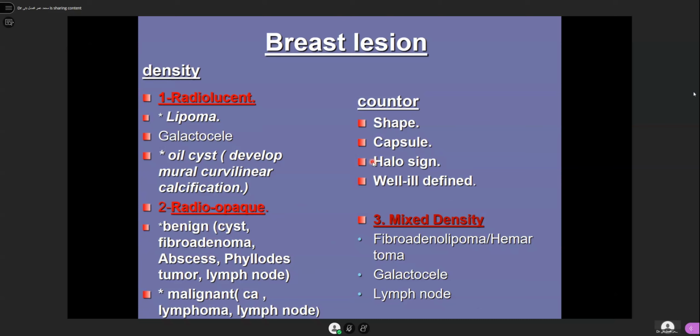Whenever we see a mass, we describe its shape, capsule. There is one halo sign; I will show you what the halo sign is. We also describe whether the mass is well defined or ill defined. Halo sign means that there is a surrounding rim of radiolucency around the radiopaque mass. When I show you, you will understand. This is called the halo sign. There are mixed density masses like fibroadenolipoma, also known as hamartoma, galactocele, or lymph node.